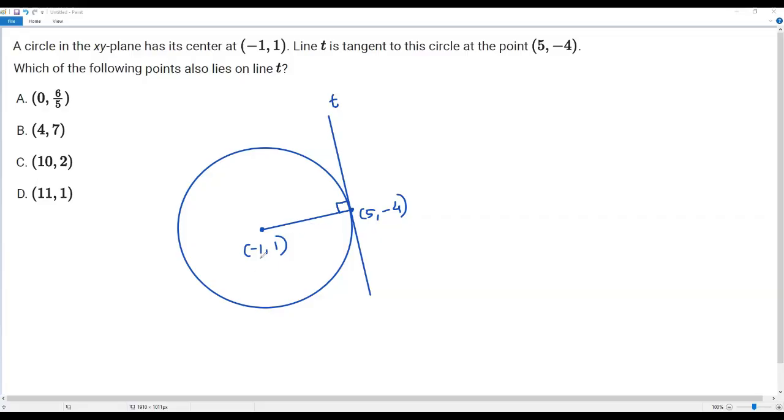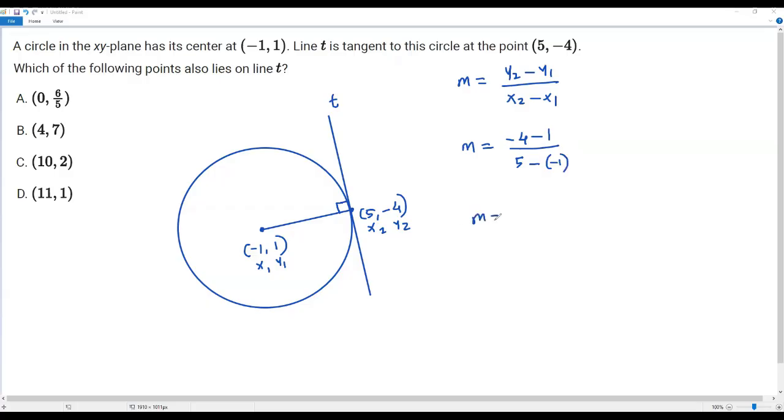Now let me take the center (-1, 1) as (x1, y1), and this one (5, -4) as (x2, y2). When I know the 2 points on the line, there is a formula to find the slope, that is (y2 - y1) divided by (x2 - x1). Here I'm trying to get the slope of the line segment which represents the radius. So y2 is -4, minus the value of y1, which is 1, and x2 is 5, minus the value of x1, which is -1.